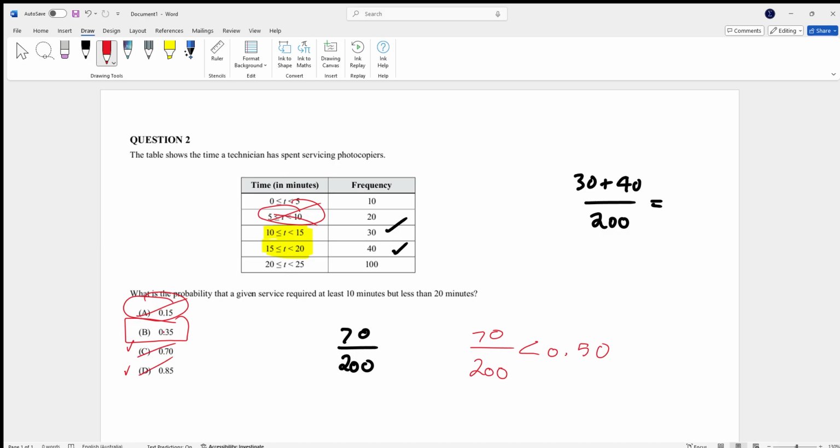Now, again, if you were doing this as a practice test, if you were actually checking your calculator, I believe that does give you 0.35. But that's how you guess as well, even if you don't know how to convert that to a fraction.